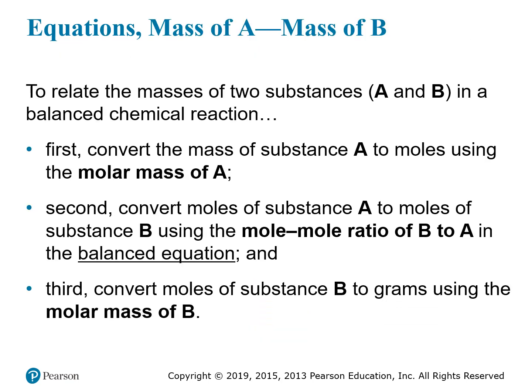So the basic idea is that if we have two substances which are part of a chemical reaction and we want to relate the mass of substance A to the mass of substance B, these are the three steps we have to follow. First, you have to convert the mass of substance A to moles of substance A by using the molar mass for A. Second, you have to use the mole to mole ratio between A and B from the balanced chemical equation to relate moles of substance A to moles of substance B. Third, now that you have moles of substance B, you need to use another molar mass conversion, this time the molar mass of B, to convert moles of B to grams of B.